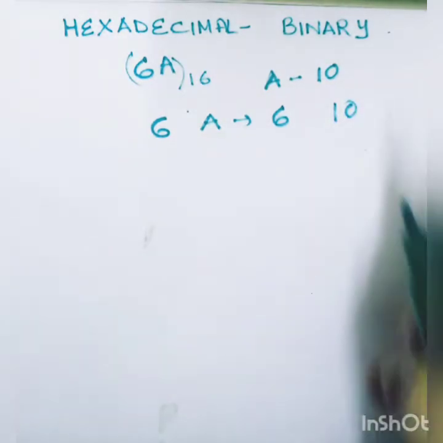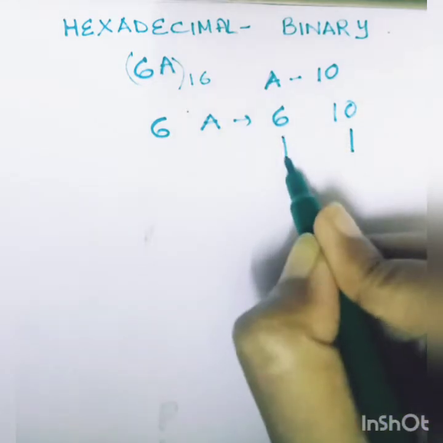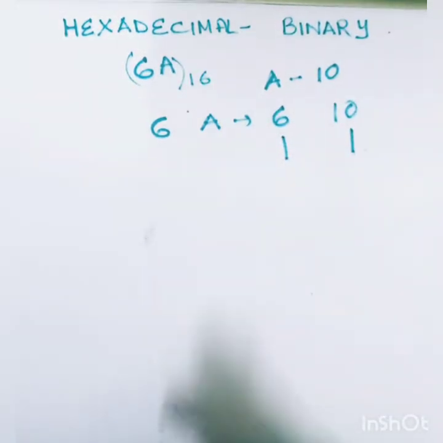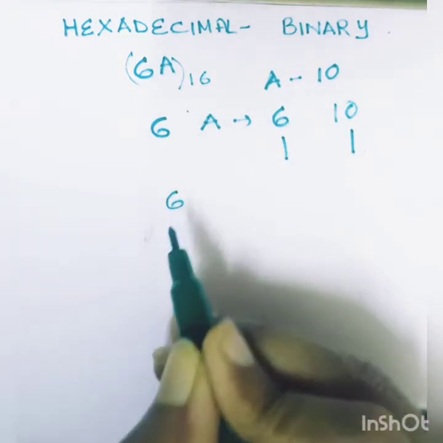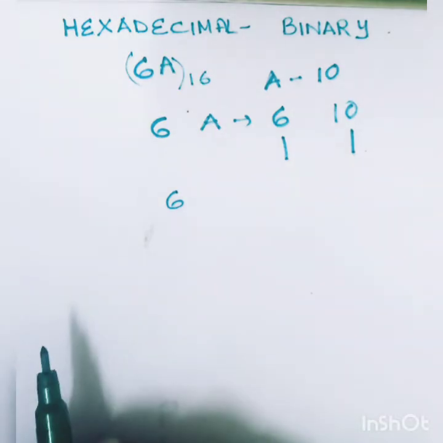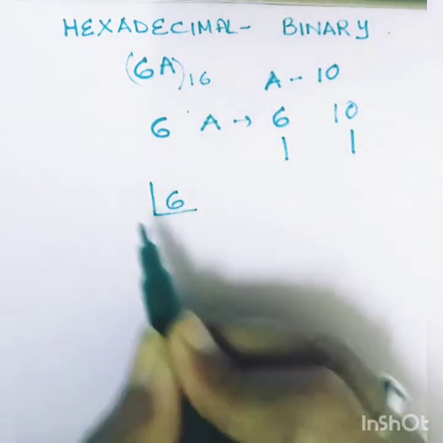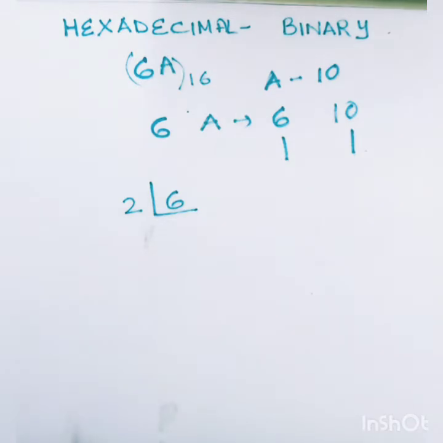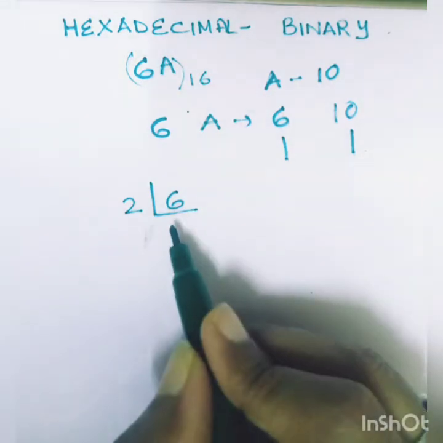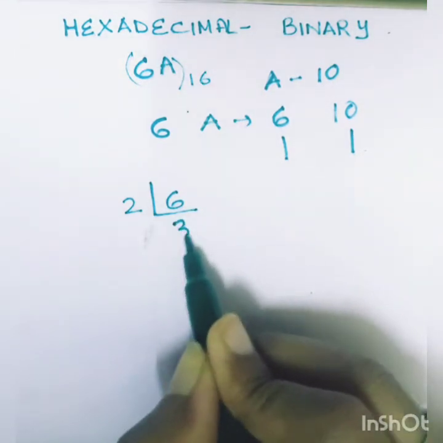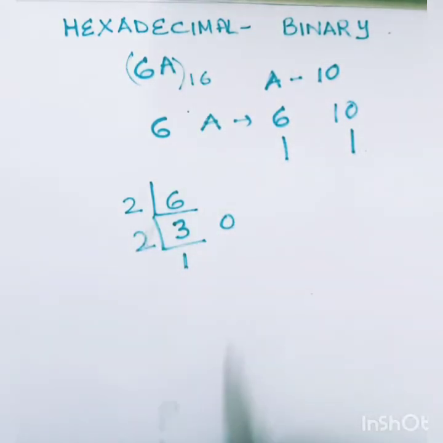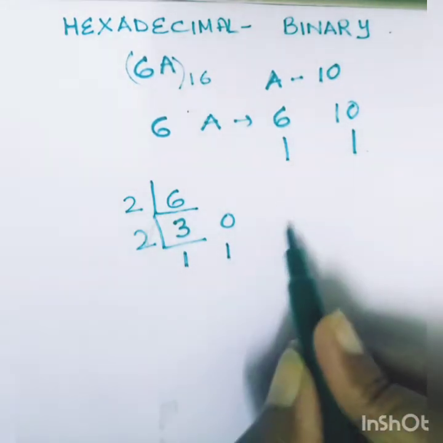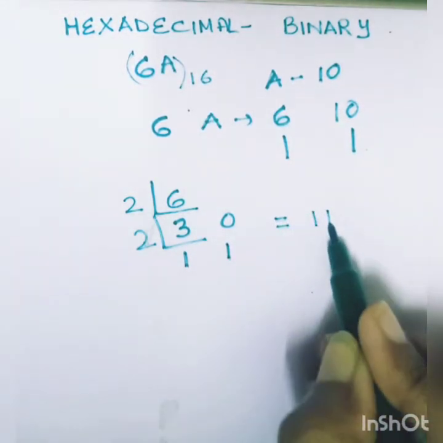Now individually we have to convert them to binary. Individually 6 and 10. So what we will do? We will take first 6. How do we convert decimal to binary? Dividing by 2. So 2 into 6 is 3, remainder 0. 2 into 3 is 1, remainder 1. So from here we get 1, 1, 0.